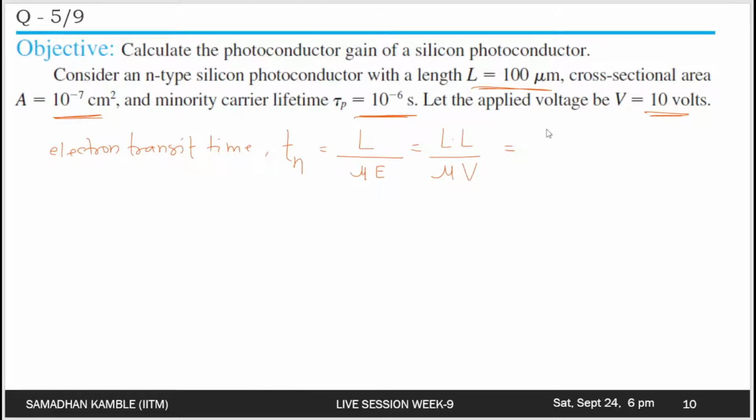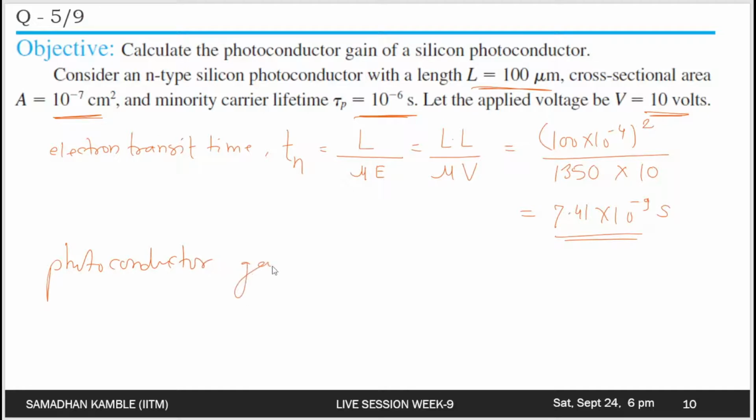We know L is 100 micron, that is 100 times 10 to the power minus 4 centimeter, squared, divided by the mobility times the voltage. Mobility is not given here, but it is one of the inputs: 1350, times the voltage, which is 10. If you calculate it, you will get the electron transit time as 7.41 times 10 to the power minus 9 seconds.